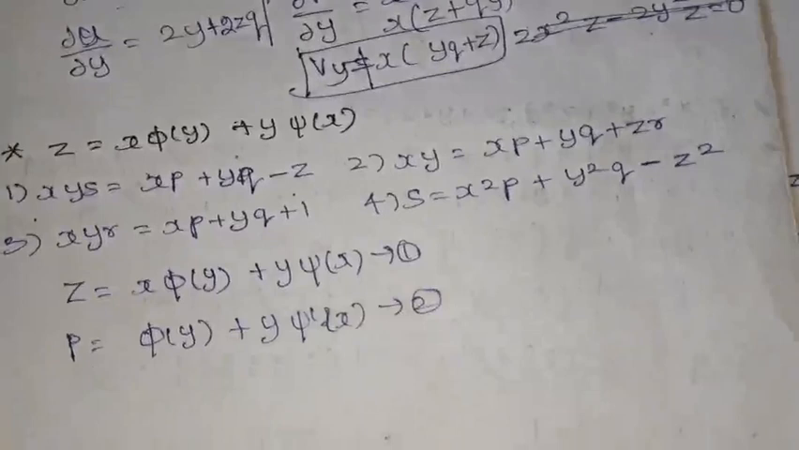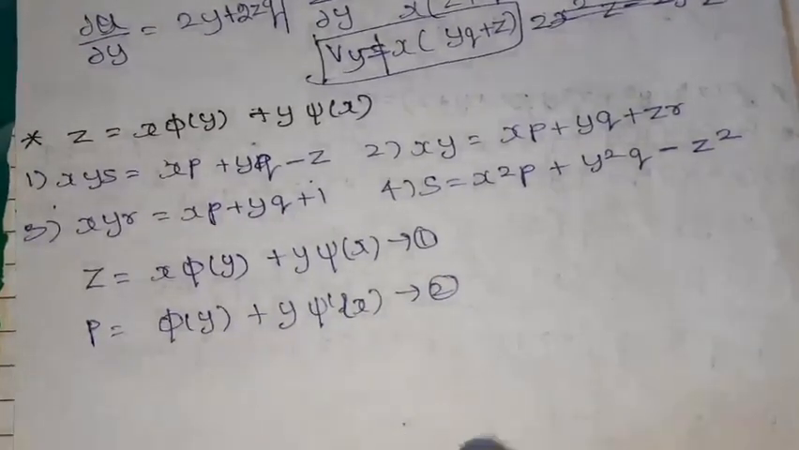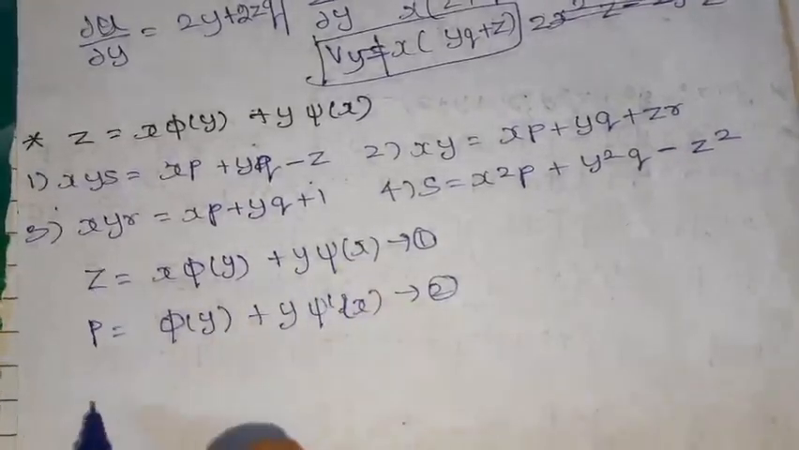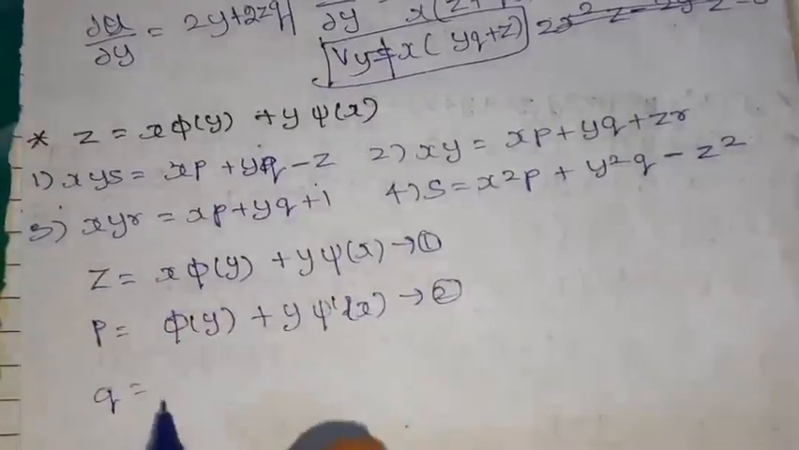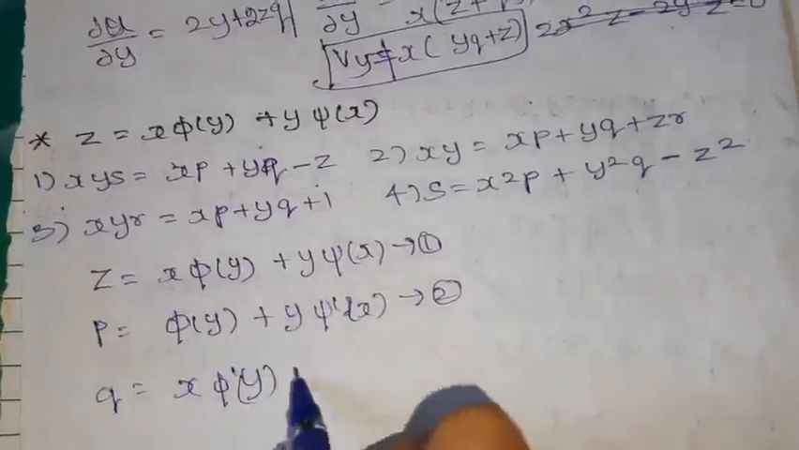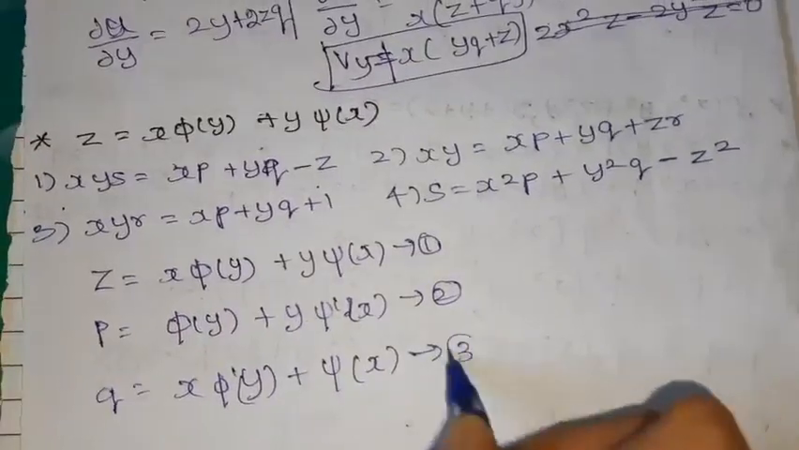Then what we need to do? Again, partially differentiating equation 1 with respect to y. Dou z by dou y equal to q on the left hand side. Coming to the right hand side, x into phi dash of y plus psi of x, right? See, it is equation 3.